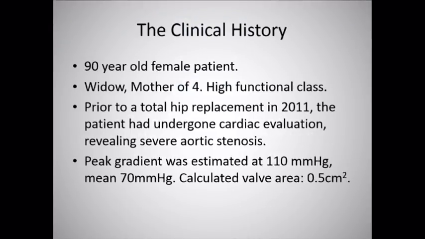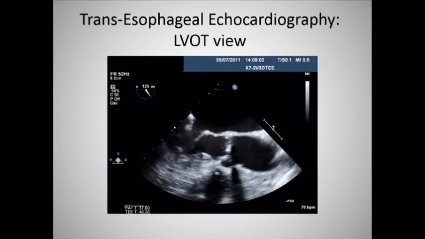The patient is a 90-year-old female widow, mother of 4. She was regarded as having a high functional class. In 2011, before an orthopedic surgery, a total hip replacement, the patient had undergone cardiac evaluation, and during that evaluation, a severe aortic stenosis was revealed. The peak gradient was estimated at 110 millimeters of mercury. The mean was 70. The calculated valve area was 0.5.